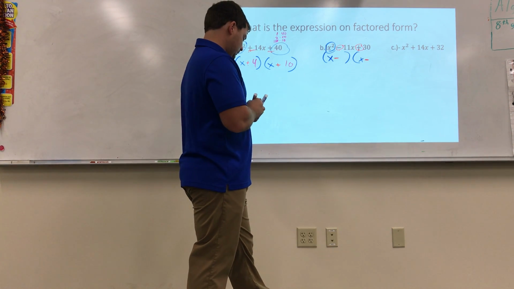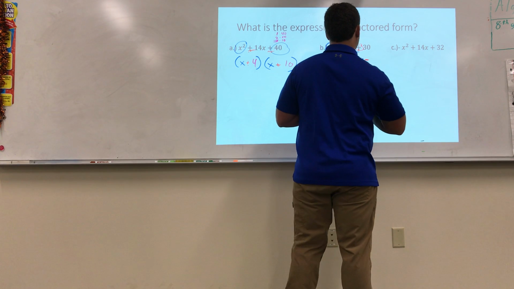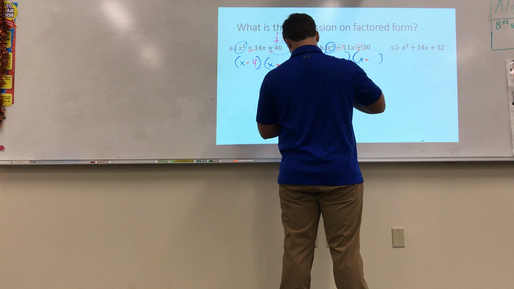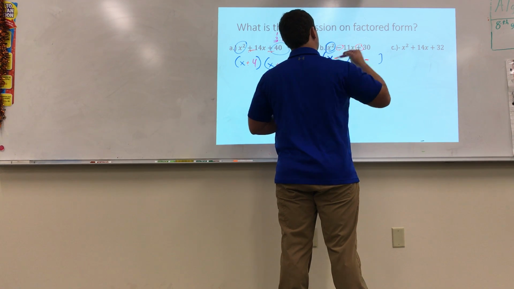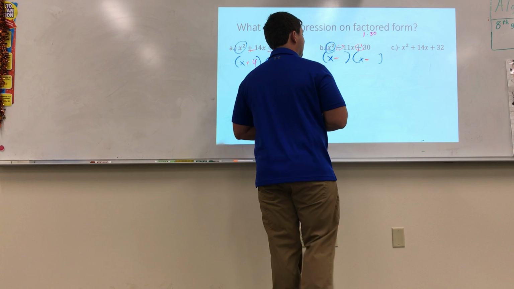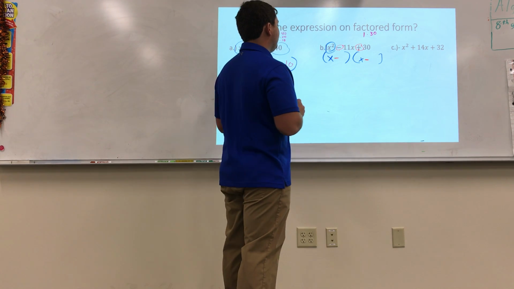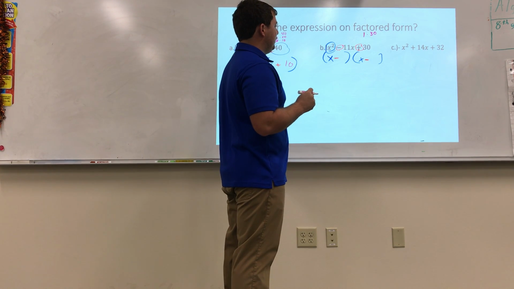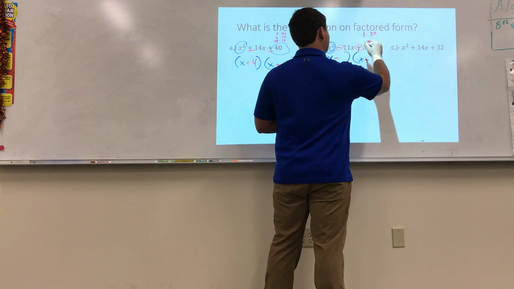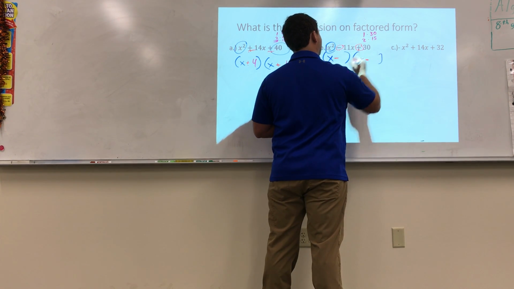All right, now I need to look at 30. Give me some factors of 30. Well, you have 1 and 30. Well, added together, they're both probably negative. It's going to give me negative 31. Well, that's not negative 11. All right, how about 2 and 15? Well, that's going to give me 17.